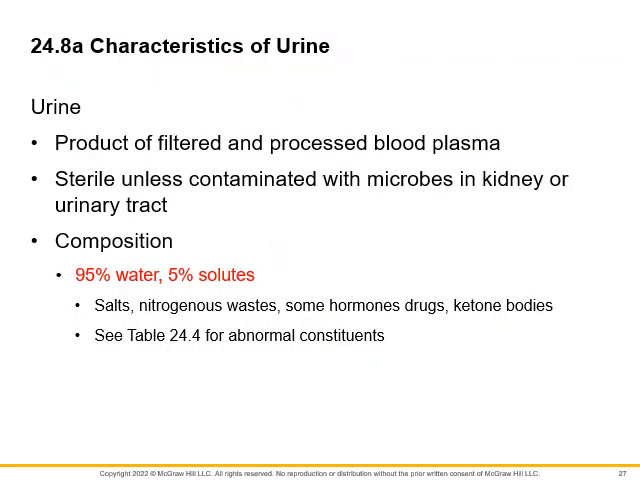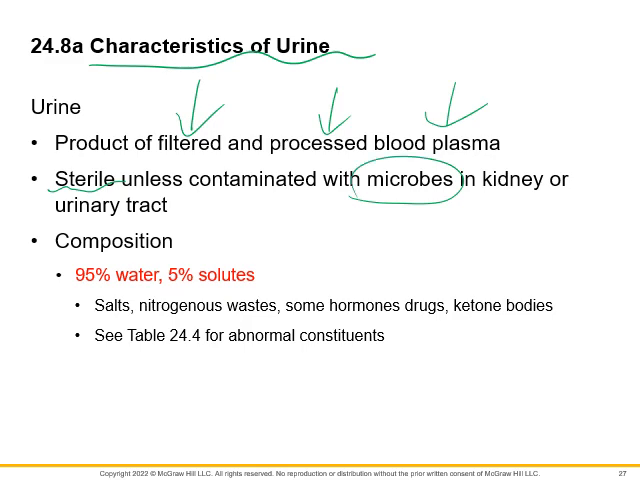Now that we're looking at the characteristics of urine, hopefully we've got the definition. We know that urine is the product of filtered and processed blood plasma. It is basically filtered blood plasma. Your textbook says that it's sterile unless it's contaminated with microbes. This is being called into question right now. There's a lot of new research, and they're saying that urine is never really sterile.